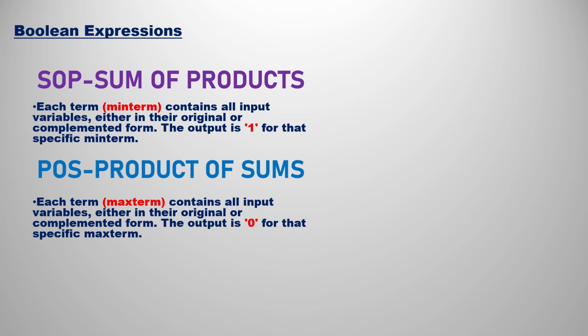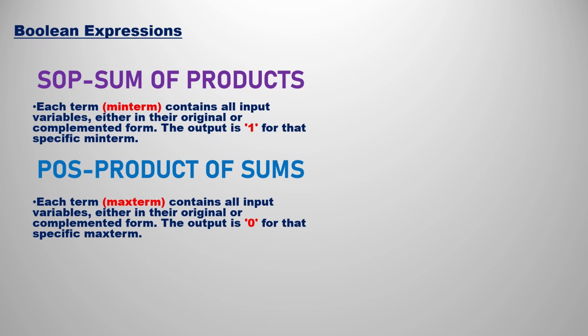Now the definition of POS, that is product of sums. Each term, also known as a maxterm, contains all input variables either in their original or complemented form. The output is 0 for that specific maxterm. So maxterm and 0 are the same: wherever the output is 0, we call that a maxterm, and wherever it is 1, we call that a minterm.